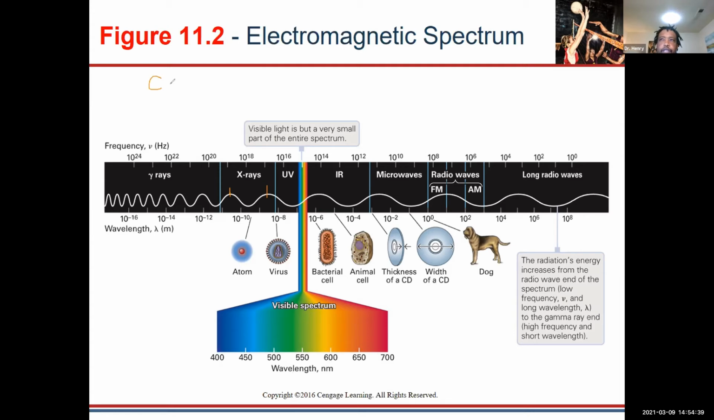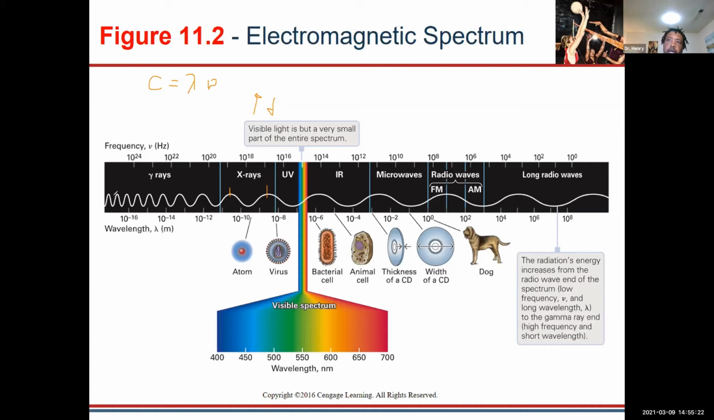Since we have this equation, c equals lambda, the wavelength, times nu, the frequency, as the wavelength increases in size, what would we expect the frequency to do? Would we expect it to get higher or lower based upon proportionality? Lower. That's right. As wavelength increases, we would expect frequency to get lower to balance it out.